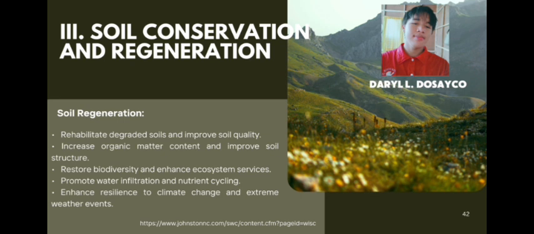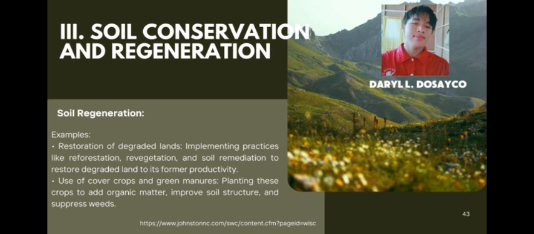Now let's move on to soil regeneration. The objectives of soil regeneration are to restore and rehabilitate soils that have been degraded, increase the organic matter content and improve soil structure, reintroduce biodiversity and strengthen ecosystem services, promote better water infiltration and more efficient nutrient cycling, and build resilience against climate change and extreme weather events. Examples of soil regeneration practice.